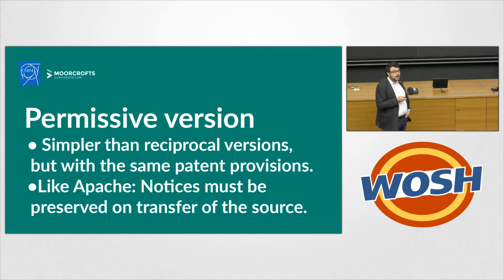The permissive version is really just there to complete the family. It's a lot simpler than the reciprocal versions. It's got the same patent provisions that the rest of the CERN OHL does. And it works in a way that's very similar to Apache in that you have to retain all the notice files, etc. But obviously, you don't have to release the source because it is a permissive license.